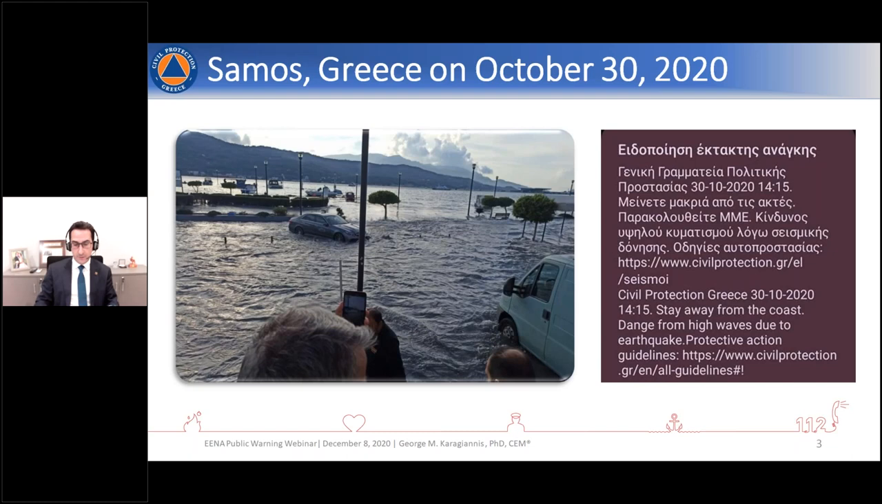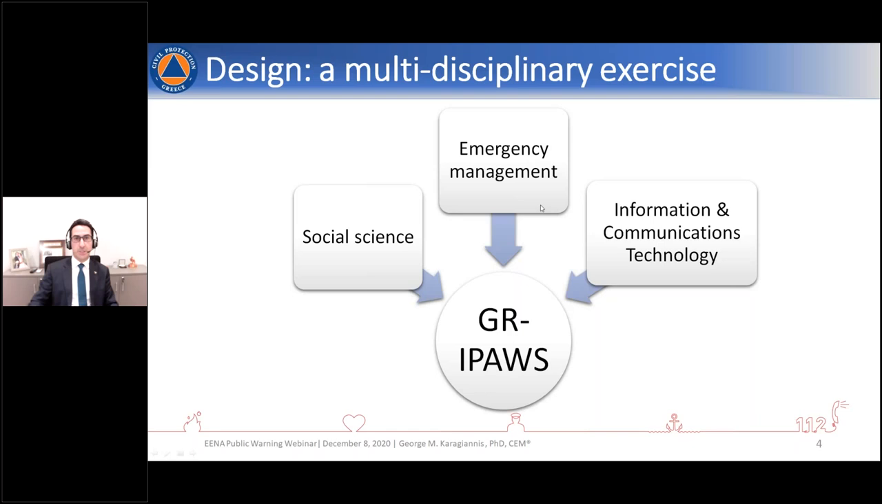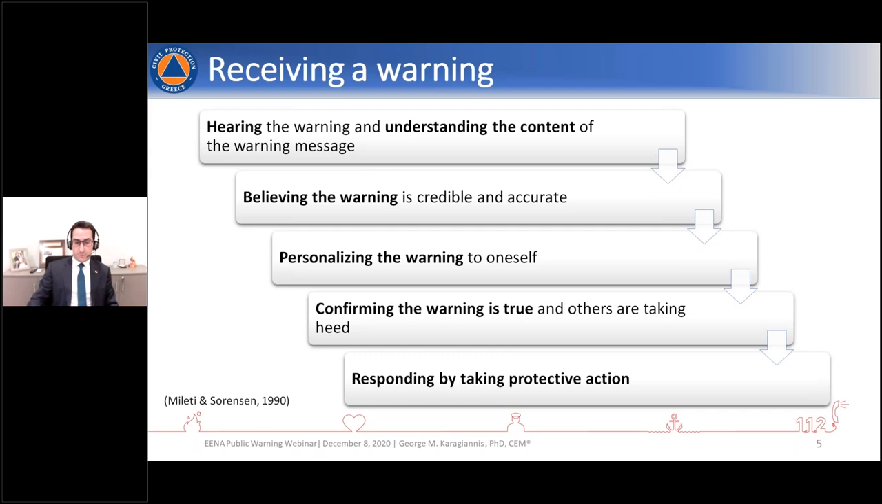So that naturally begs the question, how did the system come to be and how does it work? Well, the design of the system was a multidisciplinary exercise, which integrated emergency management, social science, and information communications technology. To design a warning system, we combine forward and backward planning. The model on this slide describes what happens when somebody receives a warning.